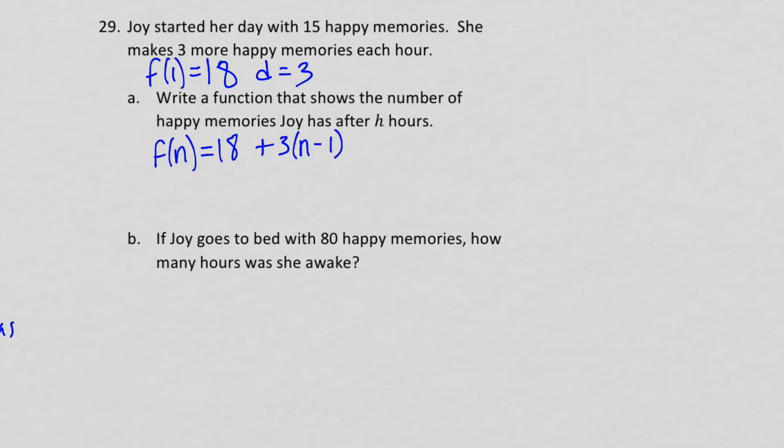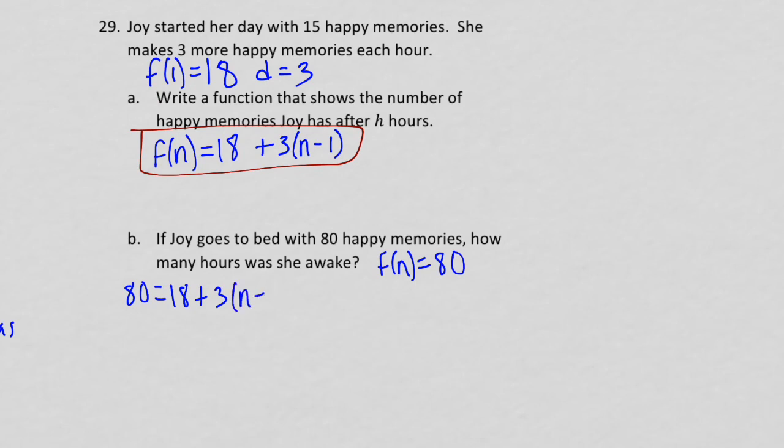There you go. Now part B says Joy goes to bed with 80 happy memories. How many hours was she awake? Once again, they're not telling me to plug in n equals 80. They're telling me what is n if the total is 80. So we're going to change f of n to 80. The total happy memories for the day is 80. f of n equals 80. So we replace this with 80: 80 equals 18 plus 3 times n minus 1. 80 equals 18 plus 3n minus 3.